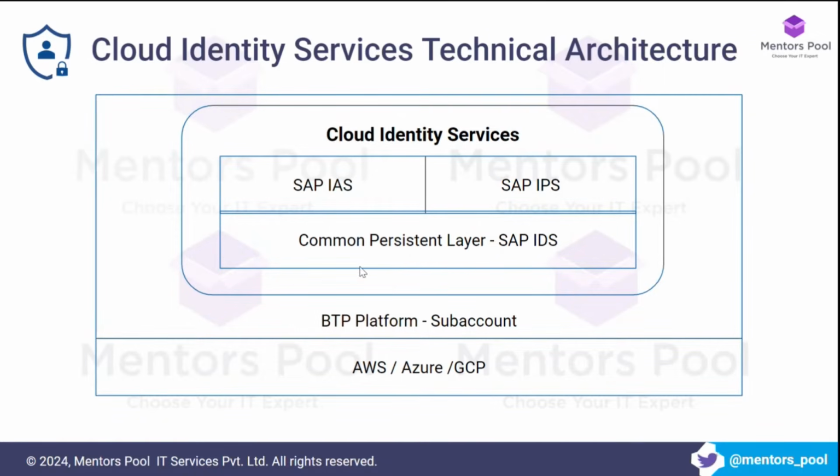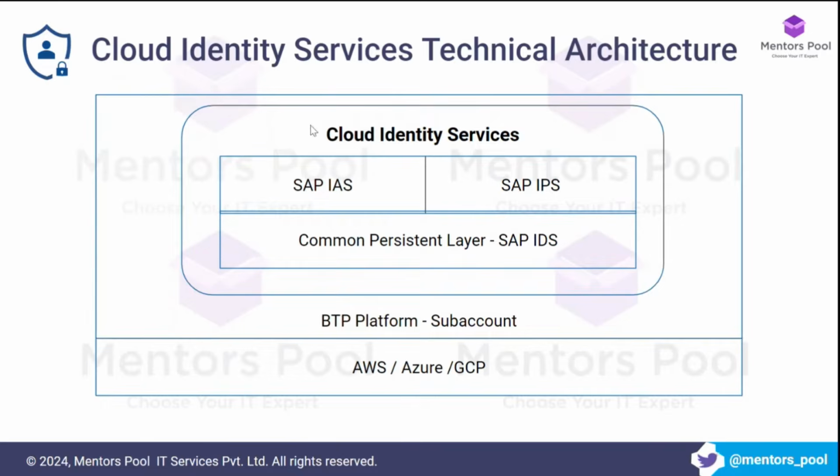SAP IDS is nothing but the backend of IAS and IPS. Whatever user data it stores, the UI you get from IAS. IAS is the user interface, the front end of cloud identity services. SAP IDS is the backend, and IPS is lifecycle management. IAS will do authentication, multi-factor authentication, conditional authentication, risk-based authentication, federated authorization, concurrent access management, single sign-on, a lot of things.